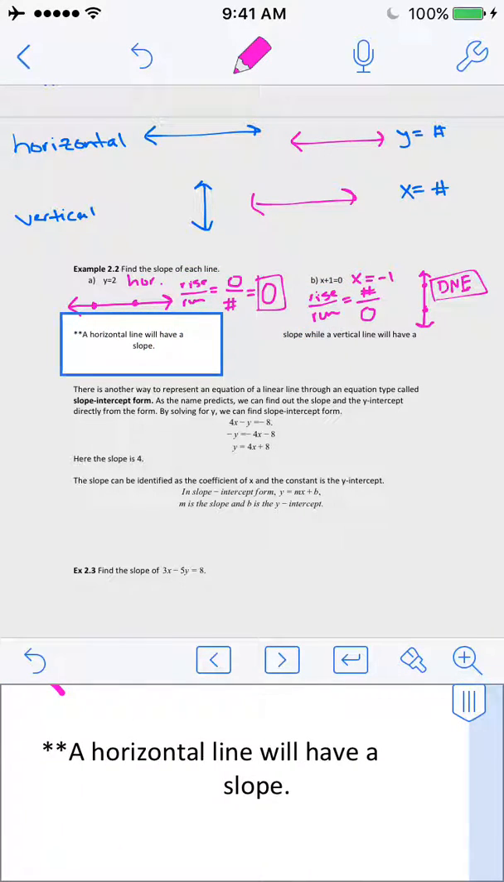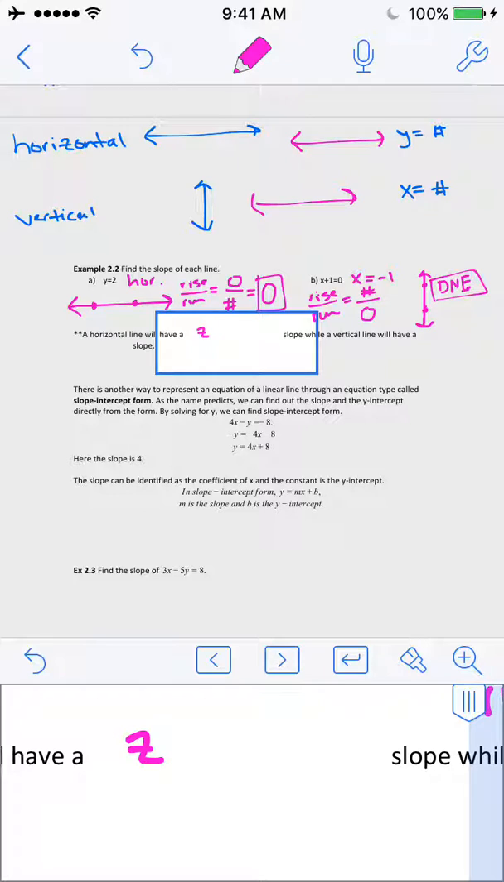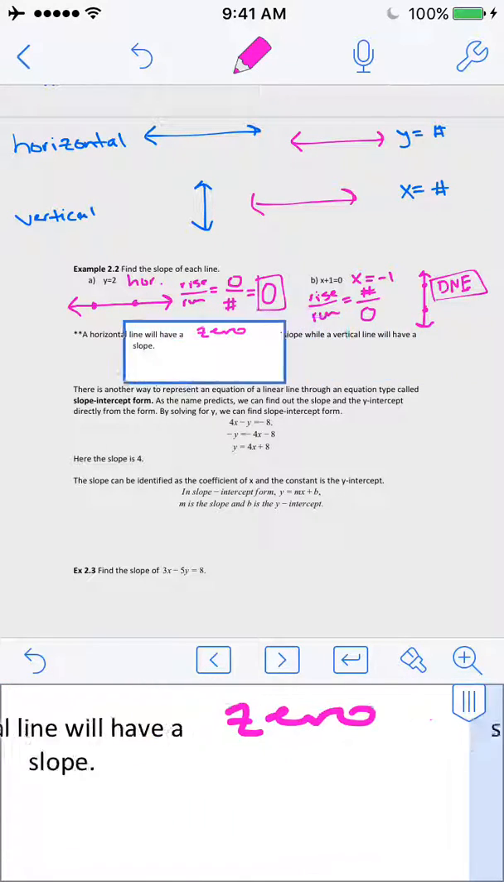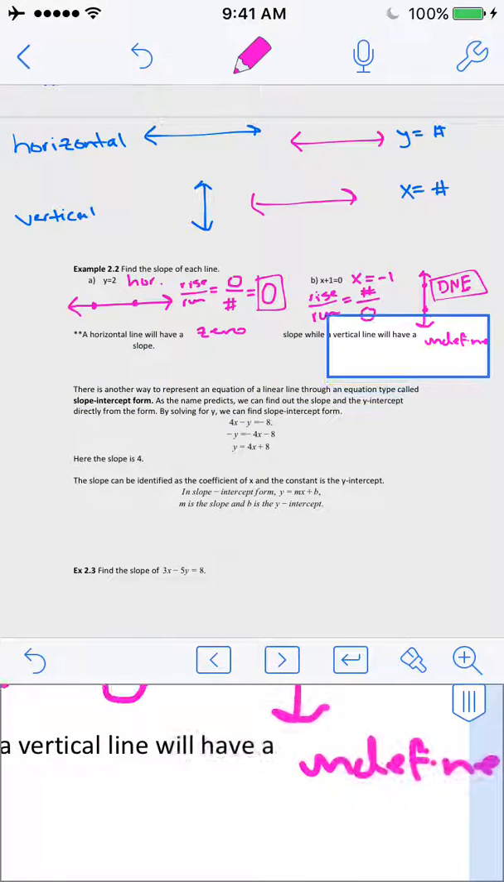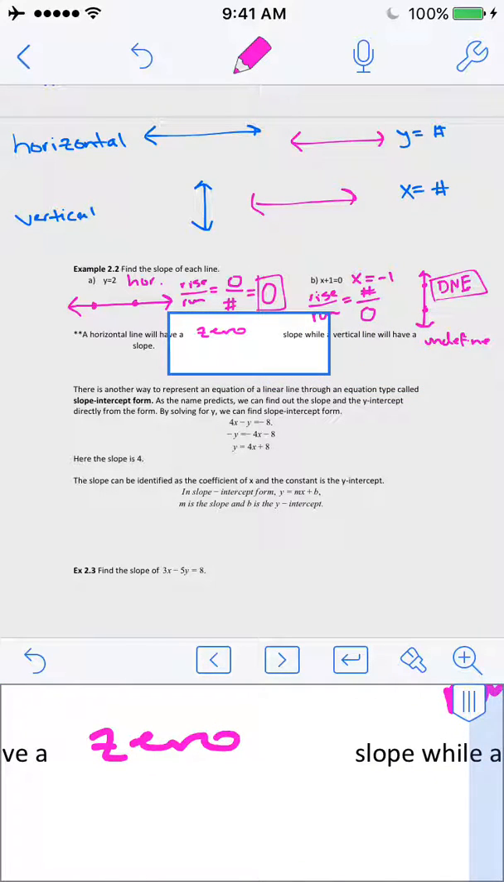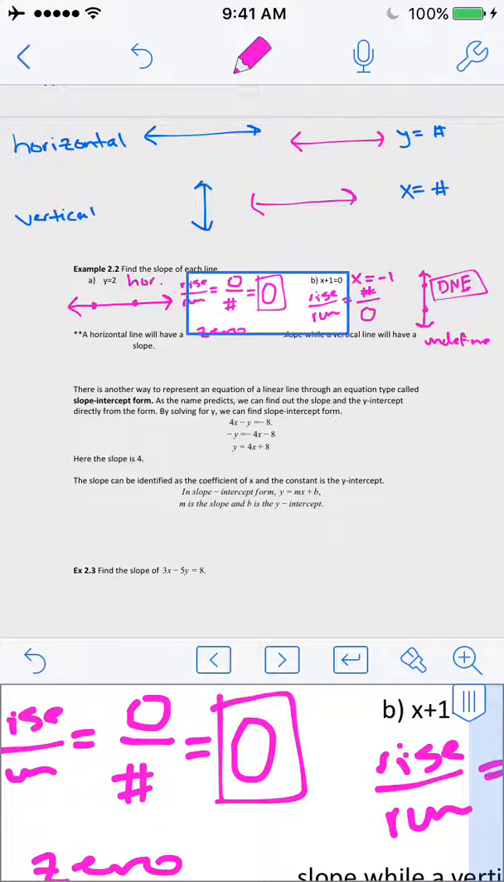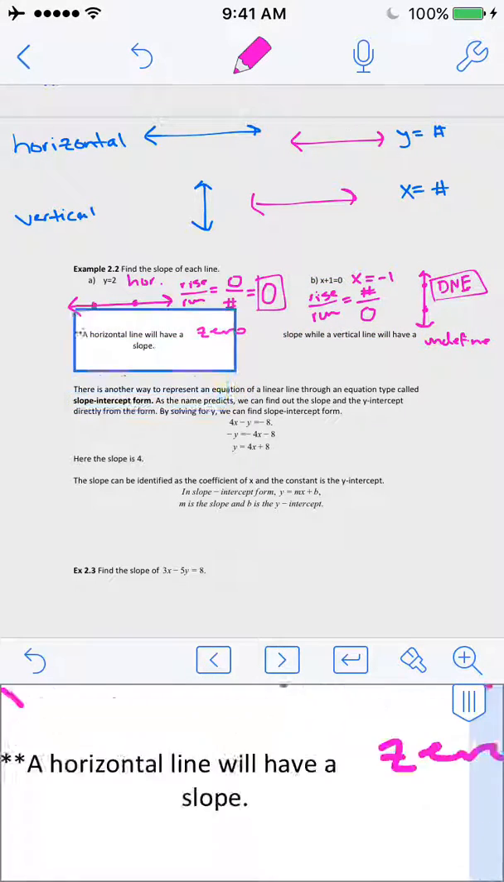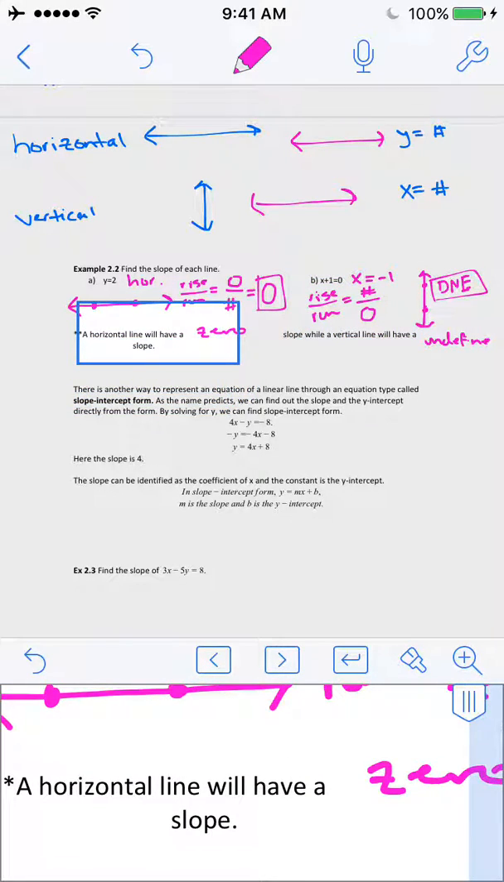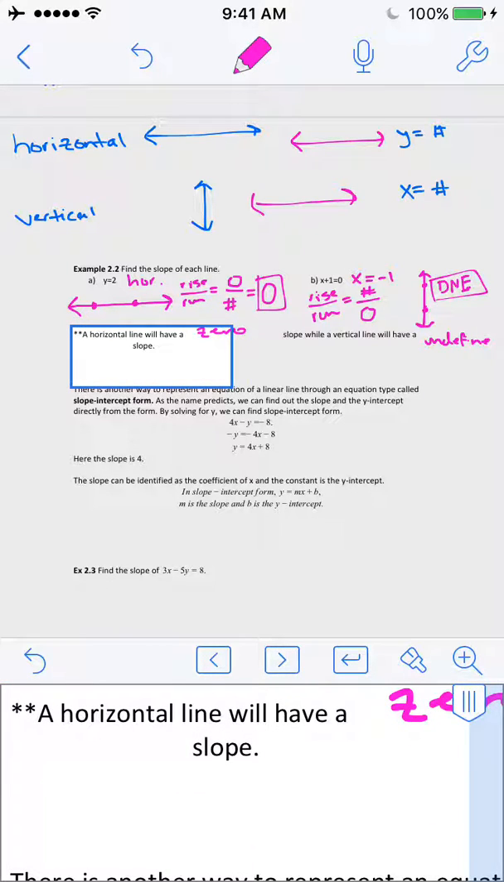So over here down at the bottom, you said a horizontal line will have a 0 slope, while a vertical line will have an undefined slope. I've run out of room. So 0 for horizontal, undefined for vertical, but you can write 0 and DNE for does not exist. Alright, cool. If you have any questions about horizontal and vertical, because those can be very confusing, please pause the video now and discuss them. Other than that, we will continue on.